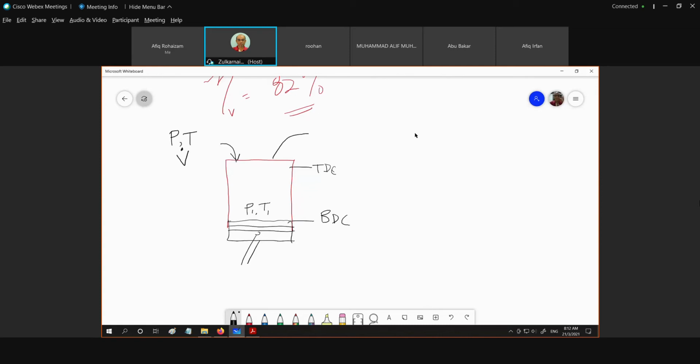So ini delivery, ini adalah free air delivery ataupun keadaan udara bebas, free air. Ini adalah keadaan towards the end of the induction stroke. Whereby di sini adalah keadaan P2 and T2.